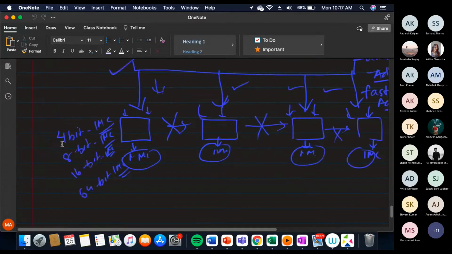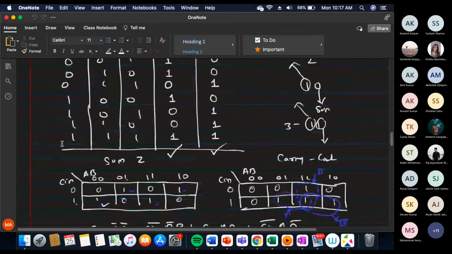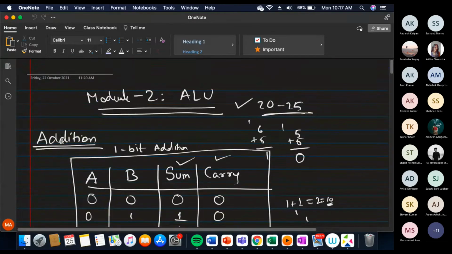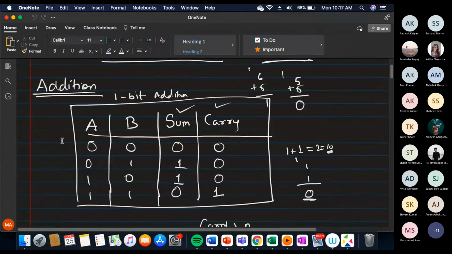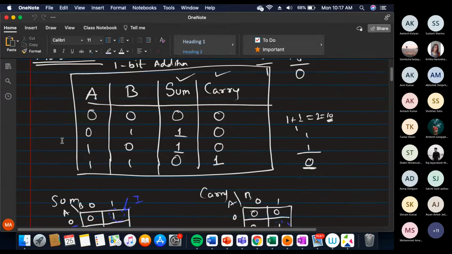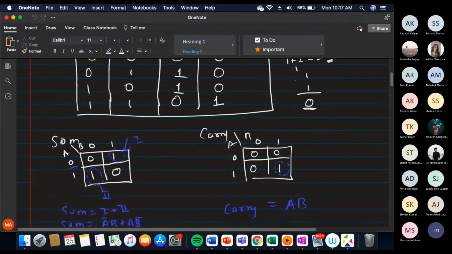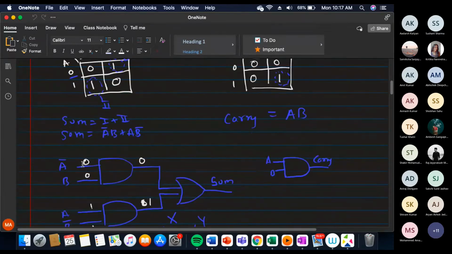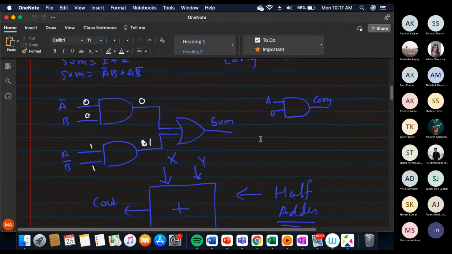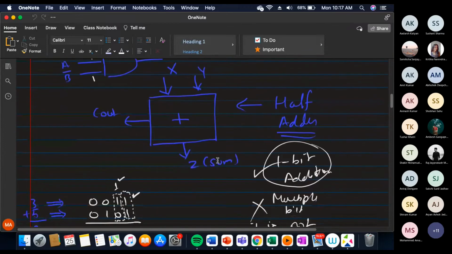Okay, fine. So in the last class we discussed something called an adder. Addition is done by a circuit in the arithmetic and logic unit, and that circuit is called an adder. There are two different types of adder. One is called a half adder. In a half adder, we just have two inputs, A and B, and two outputs, a sum and a carry.